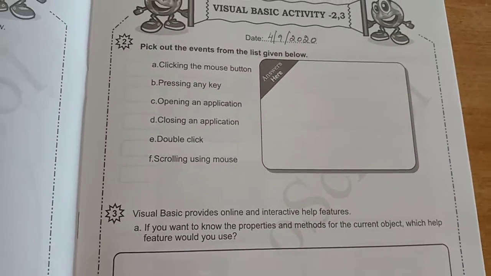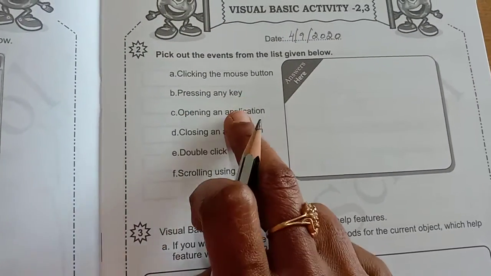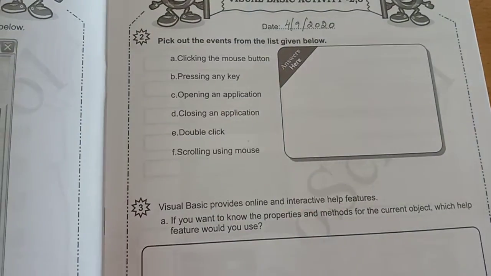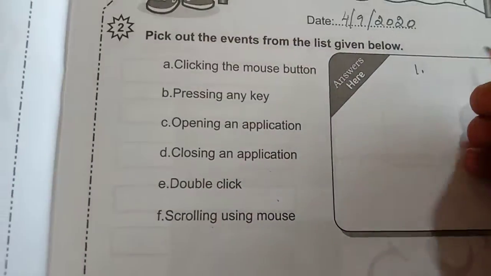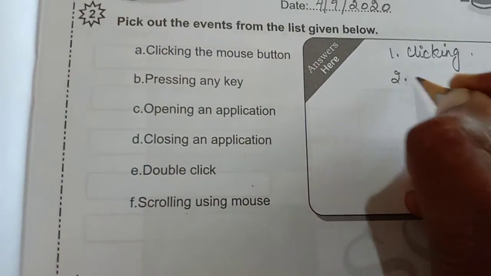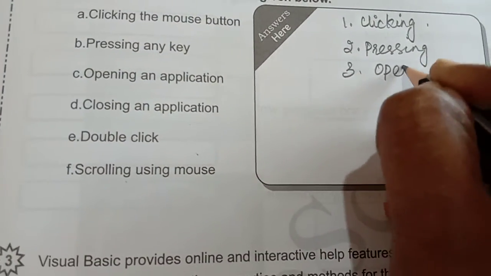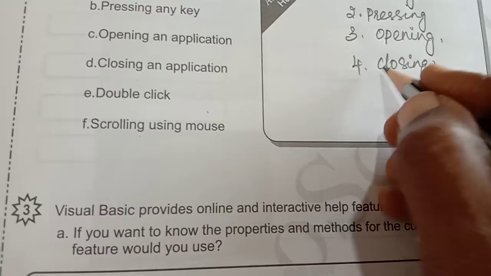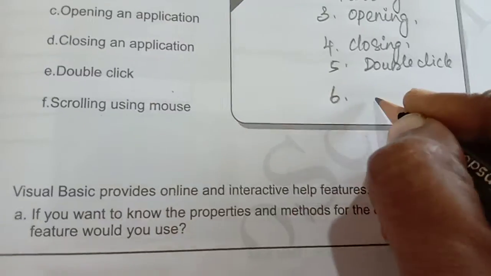Pick out the events from the list given below. Clicking the mouse button, pressing any key, opening an application, closing an application, double click, scrolling using a mouse. We need to write what events are taking place. In the first one, clicking event is taking place. So clicking. Second one, pressing. Third one, opening. Fourth one, closing event. So closing. Fifth one, double click. Sixth one, scrolling.